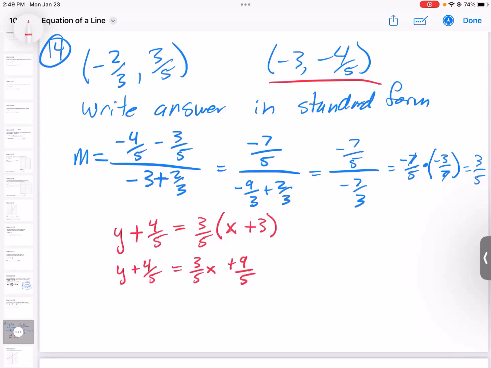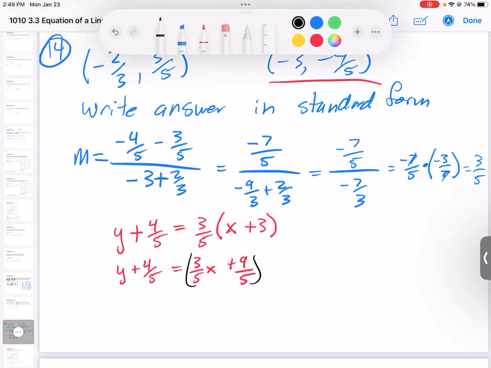The number that goes with x is positive and there are no fractions. So I would probably at this point get rid of the fractions by multiplying everything in the equation by 5. And that gives me 5y plus 4 equals 3x plus 9.